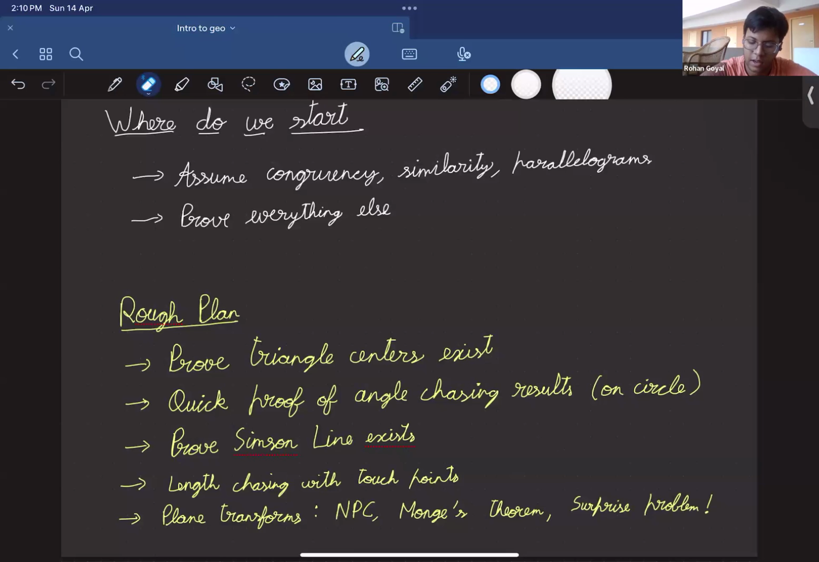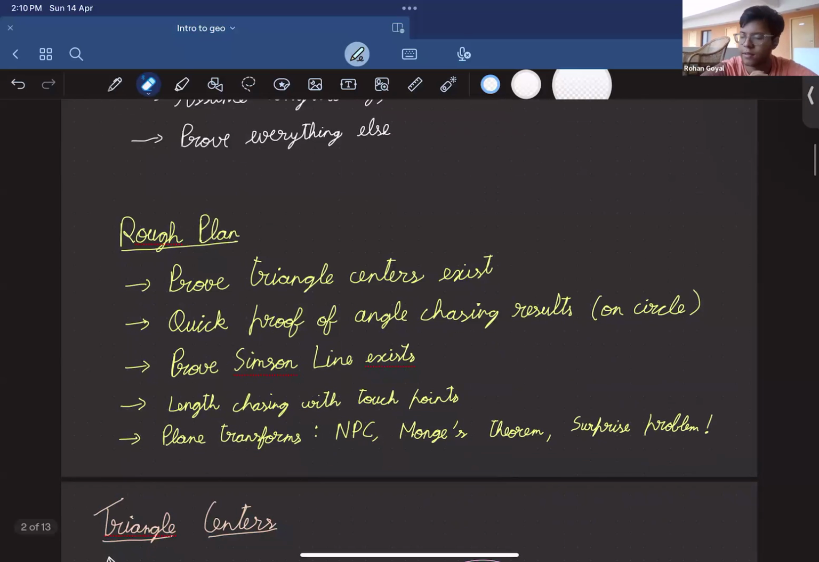So, the rough plan is we'll prove the basic triangle centers exist, learn some techniques there, see how to think about them. Then we'll quickly prove some angle chasing results on circles because we want to use them. I assume most of you would have seen these proofs anyway in school or someplace, but we'll just quickly cover them in the first few minutes, just so that everyone is on the same page.